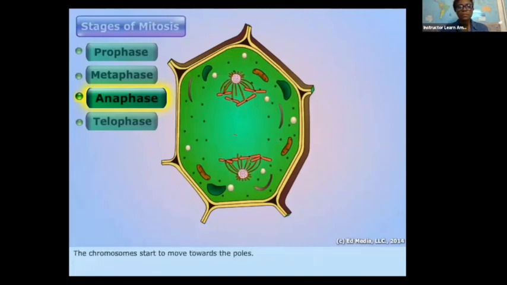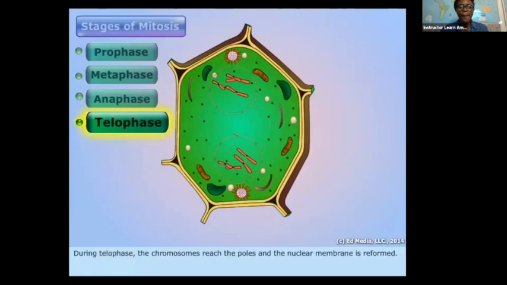The chromosomes start to move towards the poles. During telophase, the chromosomes reach the poles and the nuclear membrane is reformed.